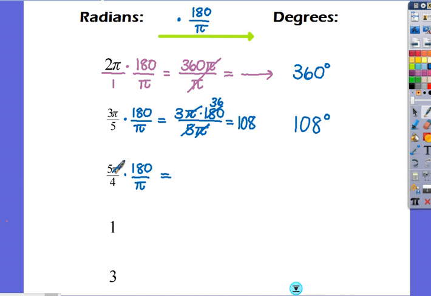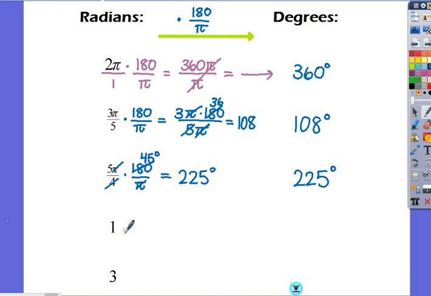So we can see that our pi over pi is 1. This time maybe we could take our 180 divided by 4. And we've done that before. 180 split into fourths is 45 degrees each. And if we take 5 45s, that's going to be 225 degrees.